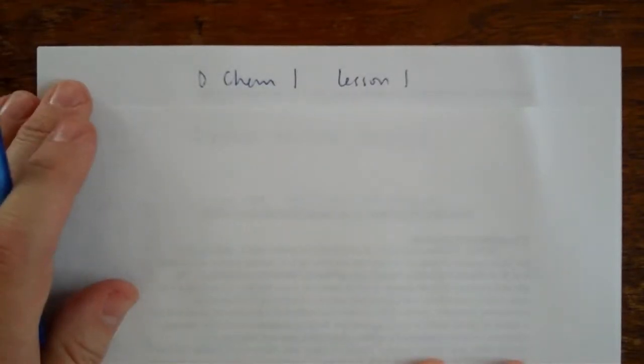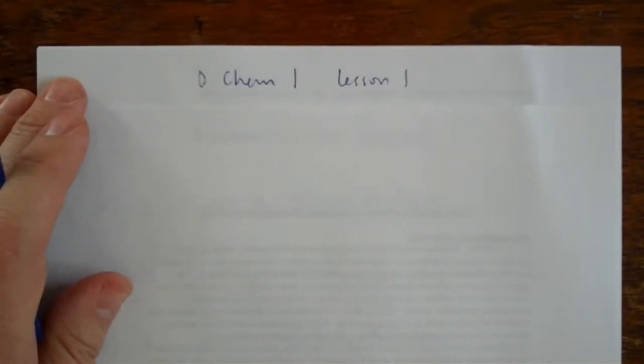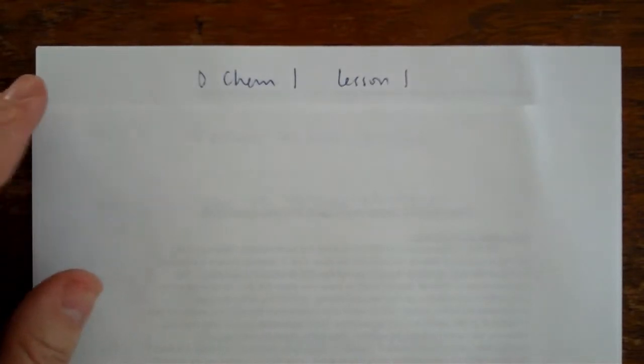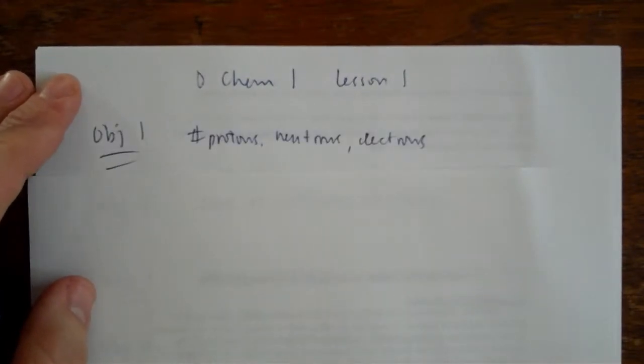Okay, so this is a preview lecture for Organic Chemistry 1, Lesson 1. In that lesson, there are 6 objectives. The lesson plan for this is on your D2L website. And the six objectives are these.